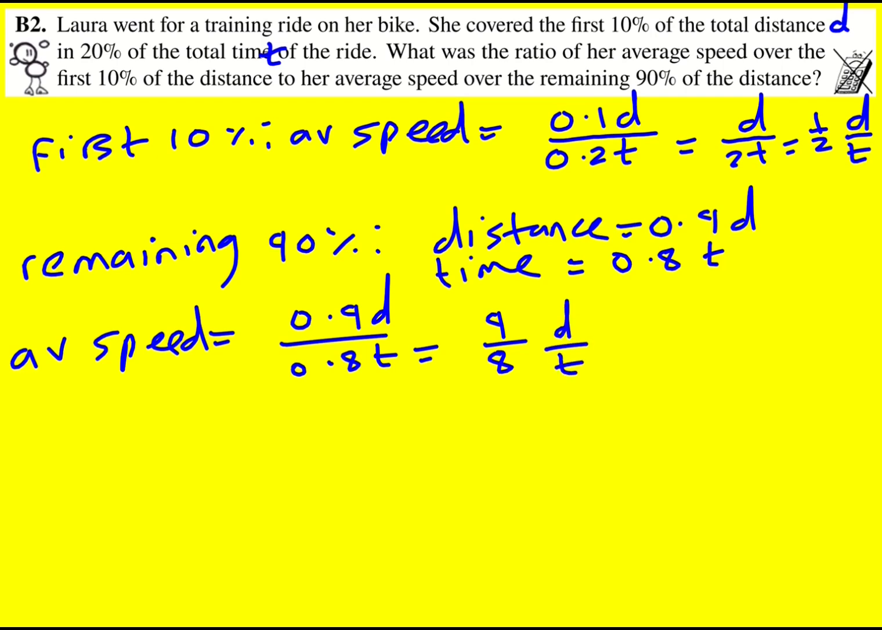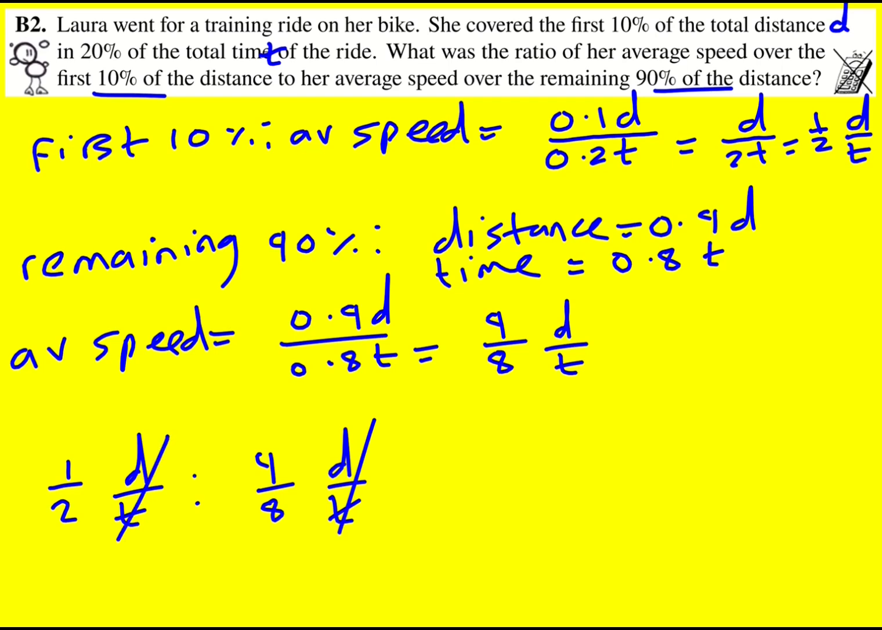So we're asked for the ratio, and it's the ratio of the first 10% to the remaining 90%. So it's going to be a half d over t to 9 over 8 d over t. Okay, I can just cancel these out now. I can times through by 8, so I'm going to get 4 to 9.